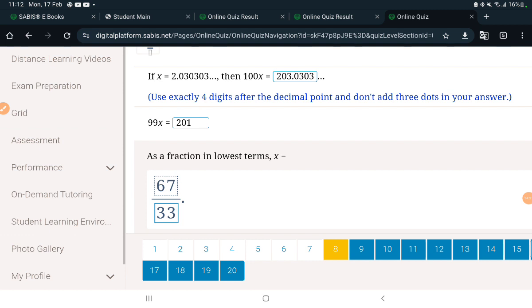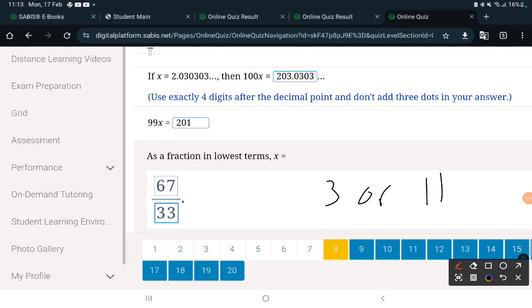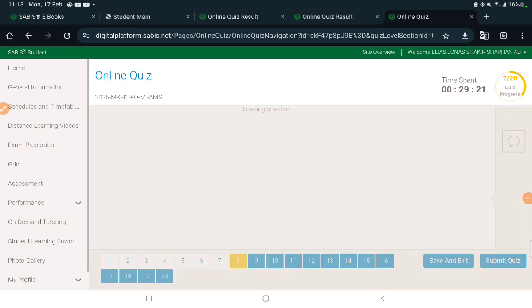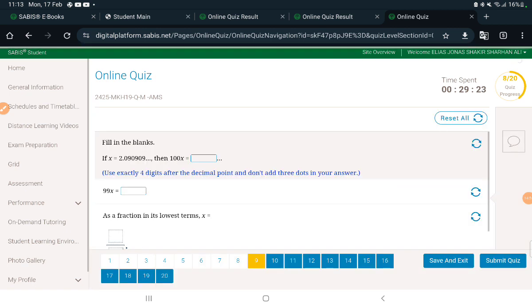We can't divide anymore because the only numbers we could divide 33 by are 3 or 11. And 67 can't be divided by 11 because the closest number is 66. And 67 can't be divided by 3 because the closest number is also 66, because then it's going to be 69. So yeah, that's your simplest form answer, 67 over 33.